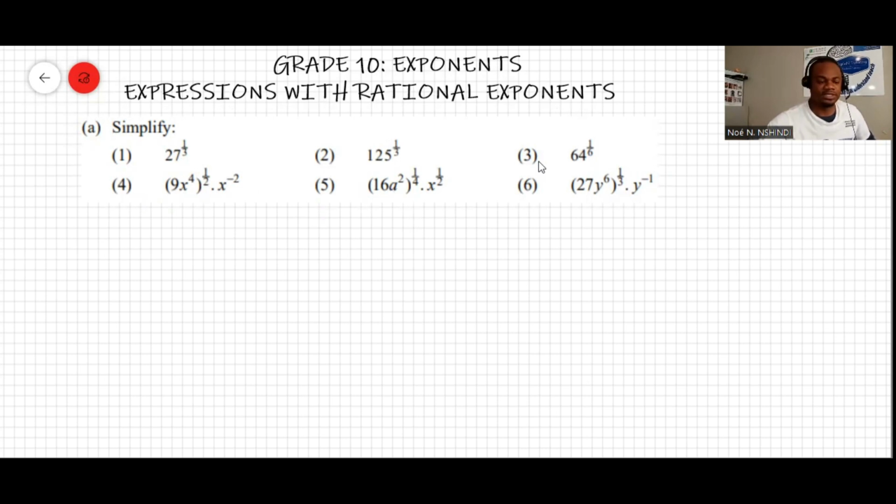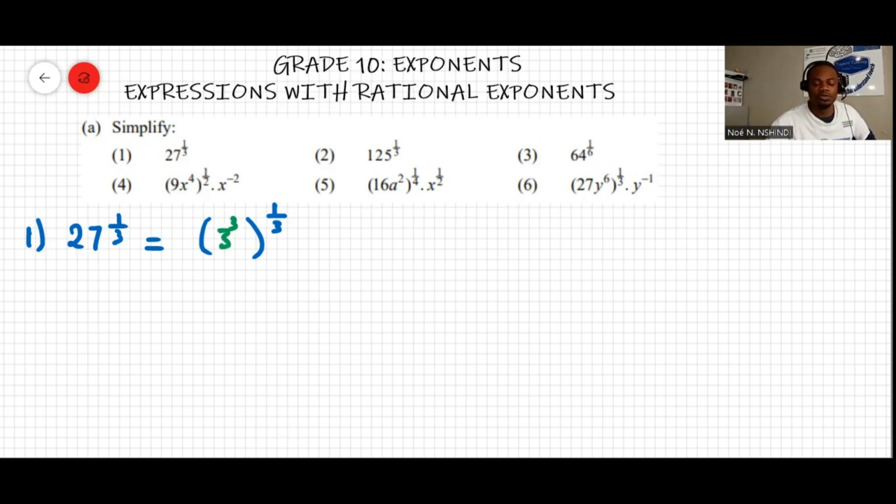Now let's start. Question 1, for instance, says 27 to the power of a third. So, 27 to the power 1 over 3. In this case, we're going to reduce 27 in terms of its prime factors. You can use a calculator or factor 3 if you're unsure, but you may know that this is equal to 3 to the power 3.